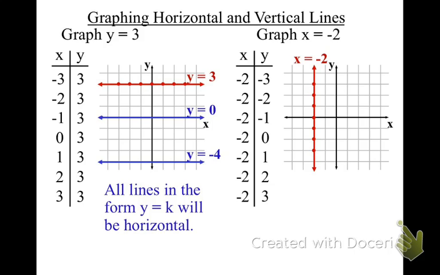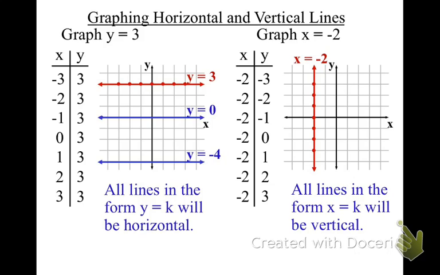So I have my x is equal to -2. I'm right here, that's where -2 is. I'm crossing right where it's at -2. So, what do you guys think kind of line this is going to be? In this case, all lines are going to be vertical.